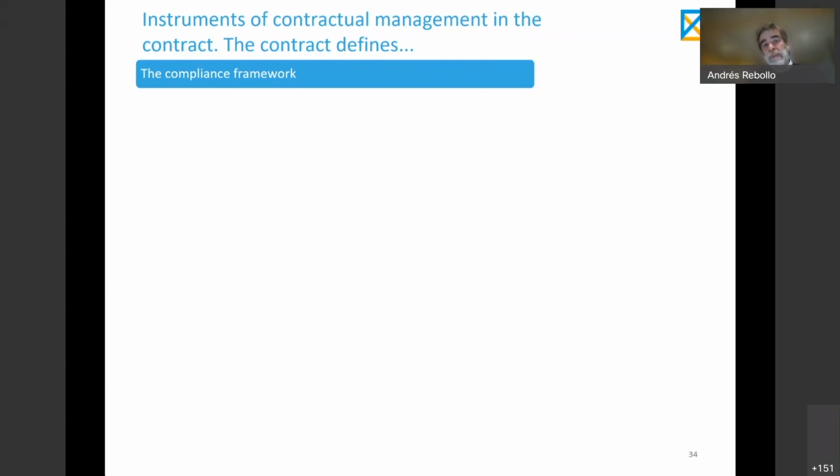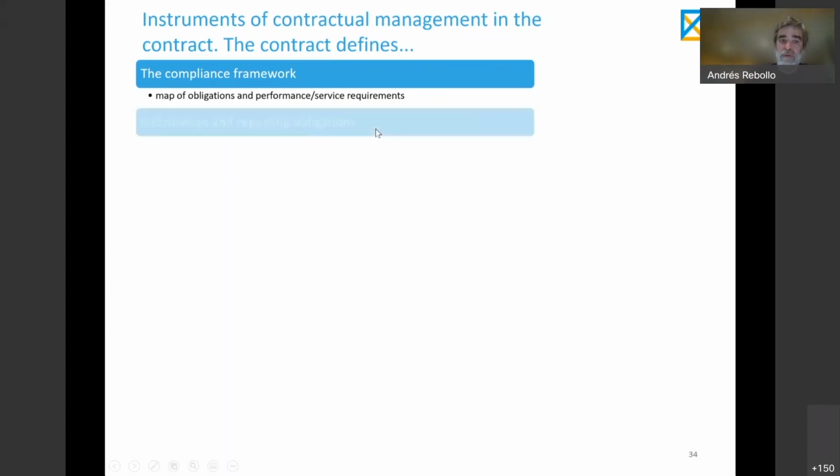So the contract and what other things are being provided by the contract. We have a compliance framework, no? I mean, of course, the contract will describe what has to be done by the private party. So we will have there, or we should have, a clear description of obligations and requirements, performance and service requirements, as clear as possible to be able to monitor the proper compliance with those requirements. That's obvious, no? And then we need information. We need to manage information.